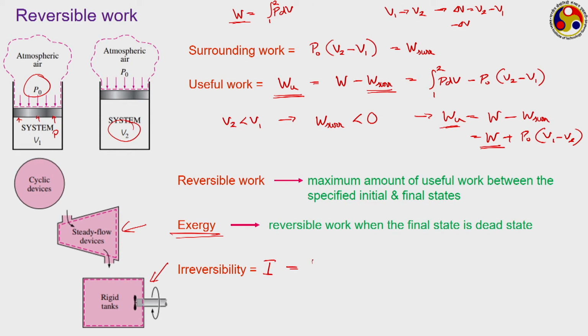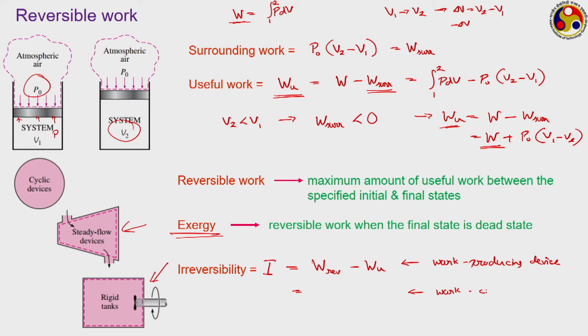You will be losing something because of the presence of the irreversibilities. So, for a work producing device, your irreversibility will be W reversible minus W useful, because for a work producing device the reversible process gives you the maximum possible output. Because of the presence of irreversibilities we lose something, and the difference between reversible work and useful work is the irreversibility.